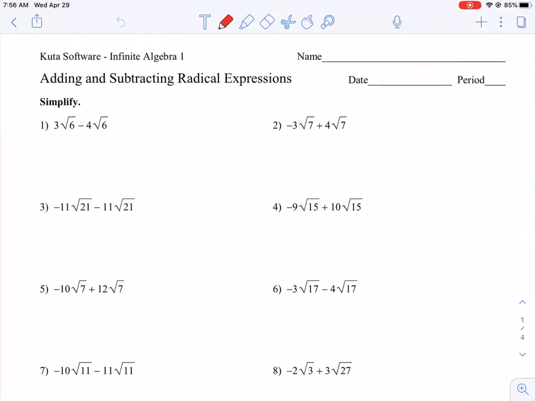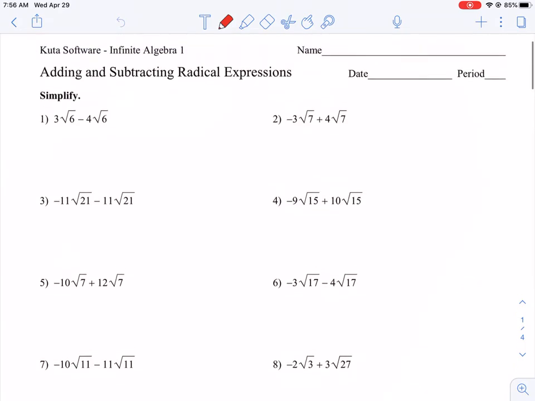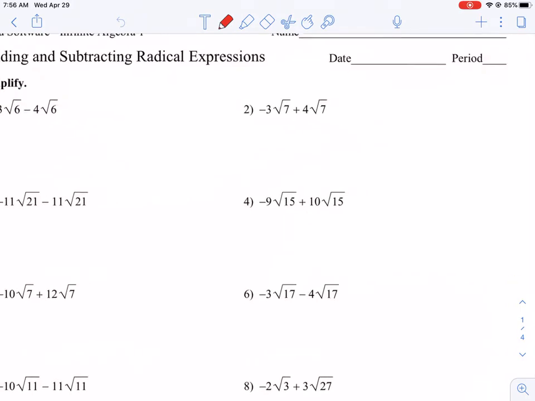Today we're going to be talking about how do we add and subtract radical expressions. This is a Kuta software worksheet. You'll probably get this from one of your teachers in class as a classwork or as a homework. So let's go ahead and get started on how we do this.